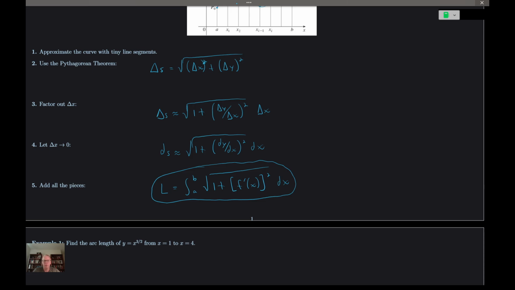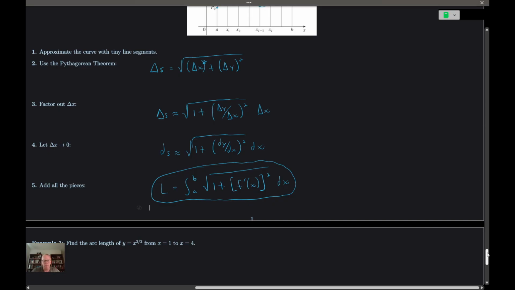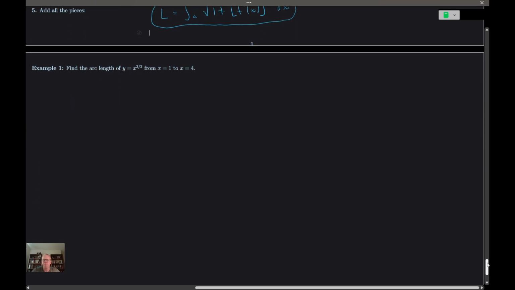Well, it's derived from this original distance formula. Why are we taking the integral? Well, that's because we're getting infinitely many little pieces of this at once. So all right, we're just going to do one example. These are fairly simple. It's really just plug in the formula.